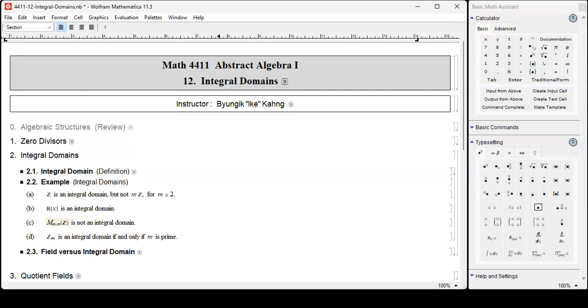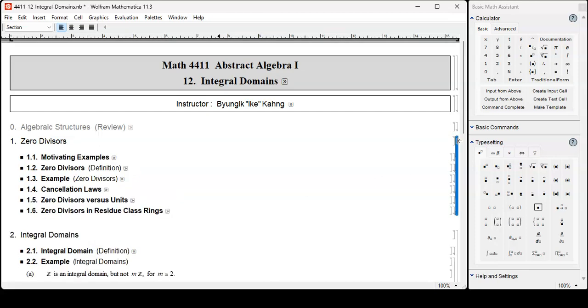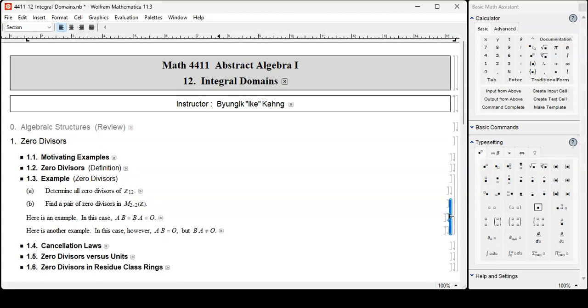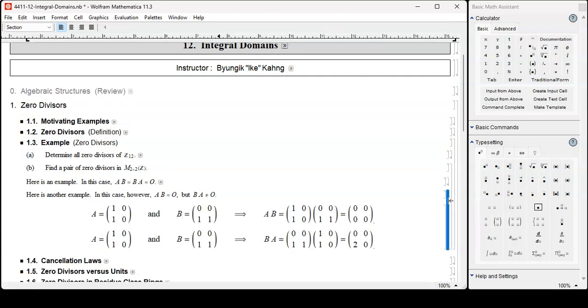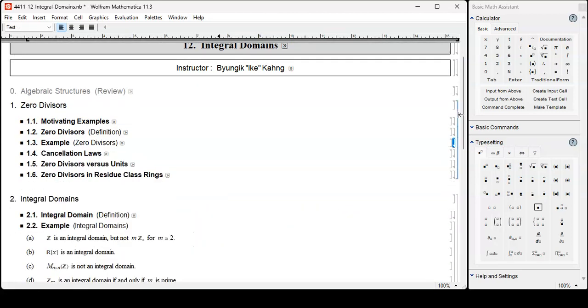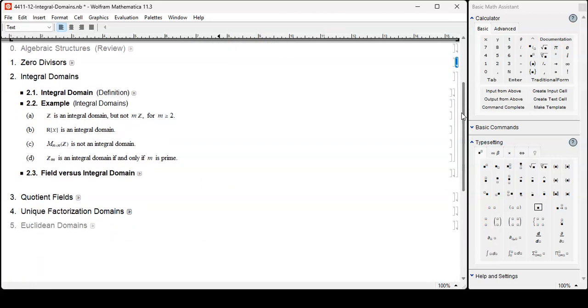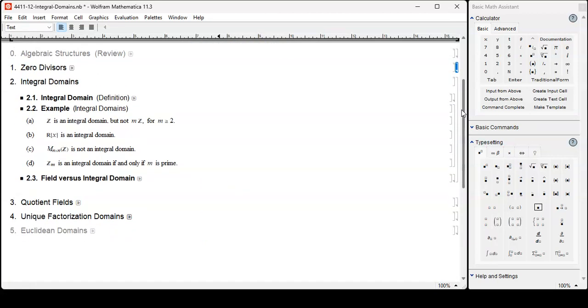How about this one? The ring of square matrices of size m with integer entries. This is not an integral domain, and the reason is it has some zero divisors. And here's some examples, like this, or that. Oh, by the way, not only do they have zero divisors, the multiplication is not commutative either.